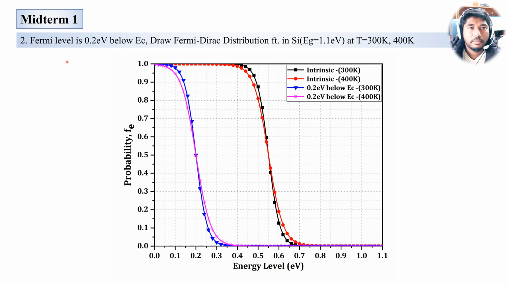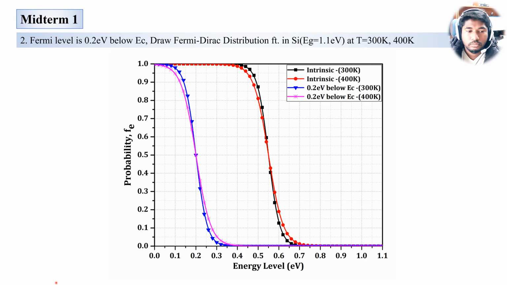Now the second question. The Fermi level is at 0.2 electron volt below the conduction band. Draw the Fermi-Dirac distribution function at 300 and 400K temperature. Here red and black are only for reference. The answer is here: the blue and the pink ones. The blue one is for 300K and the pink one is for 400K temperature. From here we can see the Fermi level is at 0.2 electron volt.